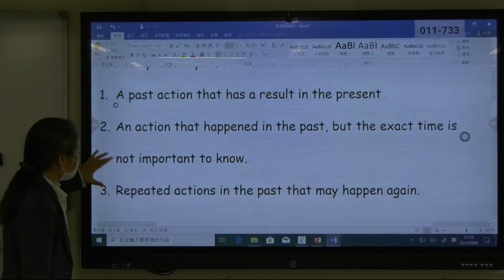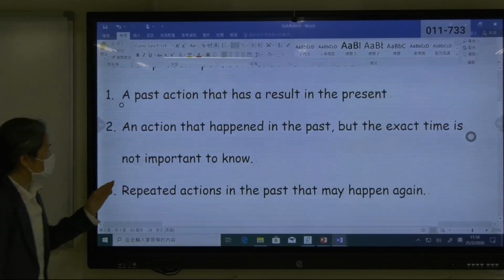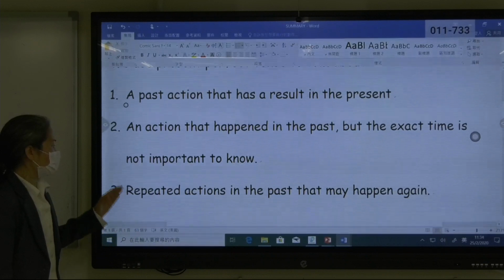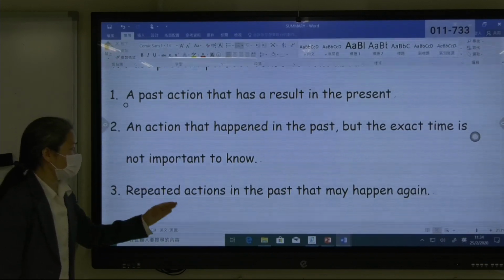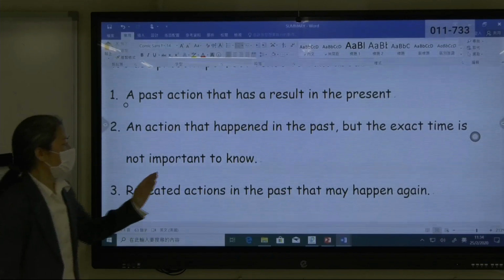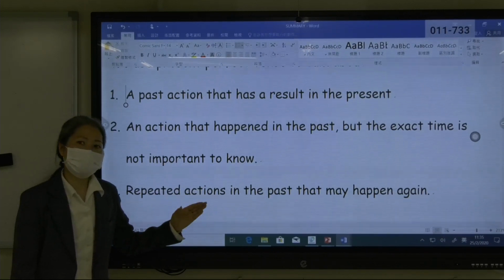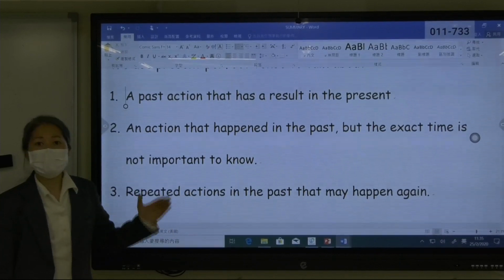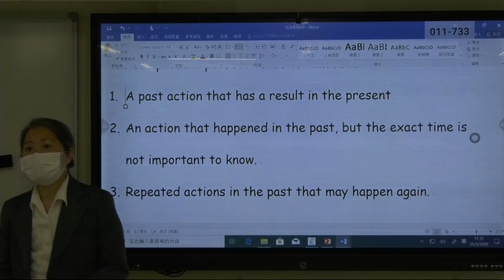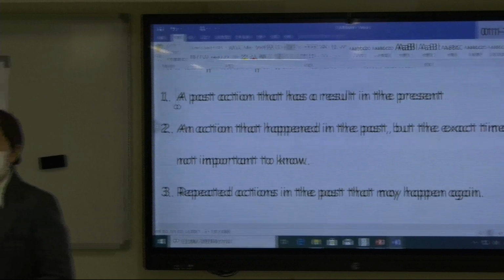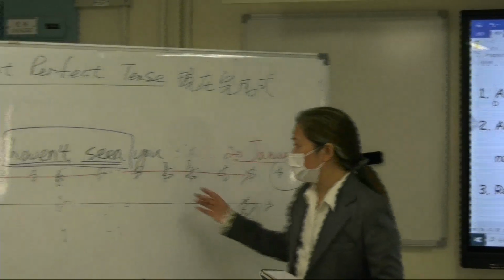And the third one, we use present perfect tense when we talk about repeated actions in the past. 我哋講一樣喺過去裏邊重複不斷發生嘅嘢 that may happen again and again. 而佢係會一路咧不斷會發生嘅，just like charity 捐錢 or okay something like this.